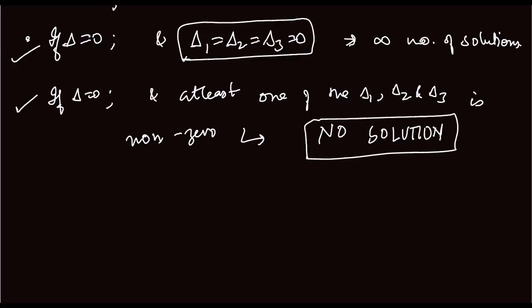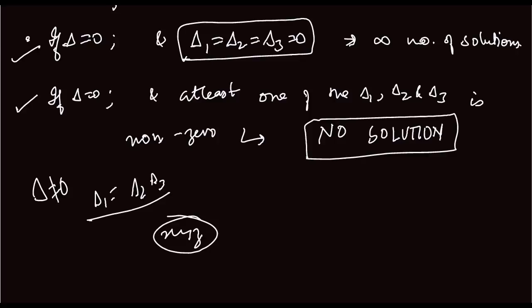First of all, you will check delta. If delta is not equal to 0, then you move on to calculating delta 1, delta 2, delta 3, and then the values of x, y and z. But if delta equals 0, first check this one condition, because most of the time this is true. That's why you have no solution. Okay. So here we complete our matrices and determinants part.